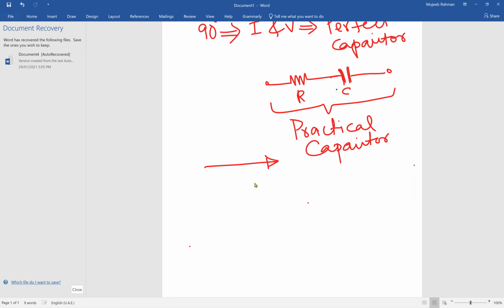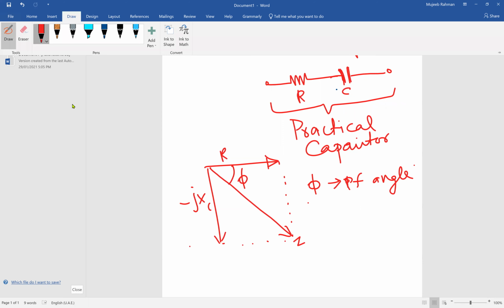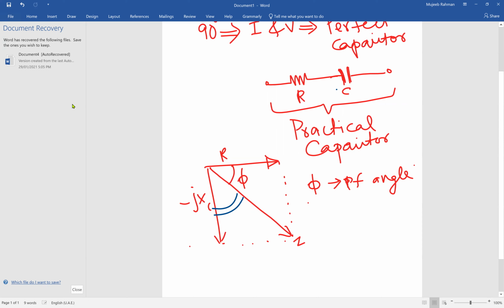If you try to look at the phasor diagram, if you consider the resistive component as reference, then the capacitive reactance will have a phase shift of 90 degrees, and the vector sum of these two will give you the Z component, or the impedance. The angle between R and Z is called phi, the power factor angle. And 90 minus the power factor angle means what?